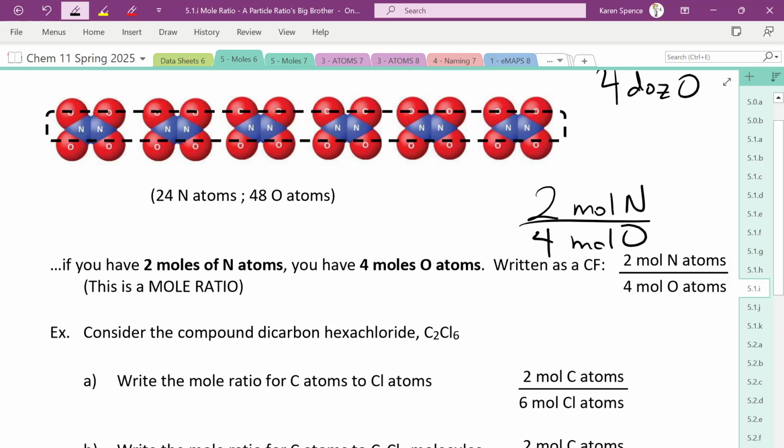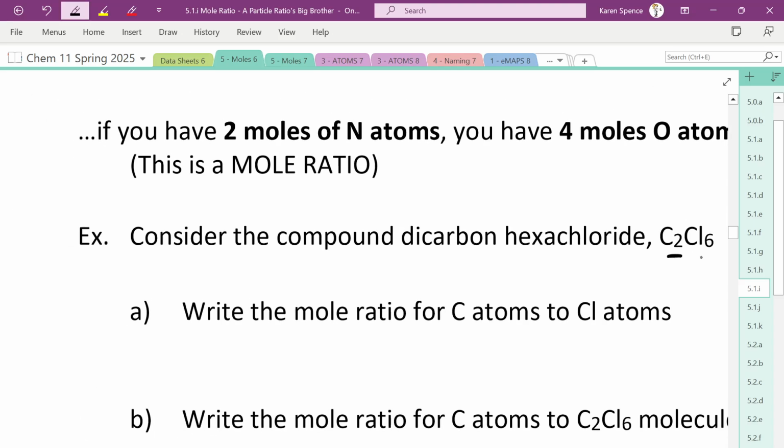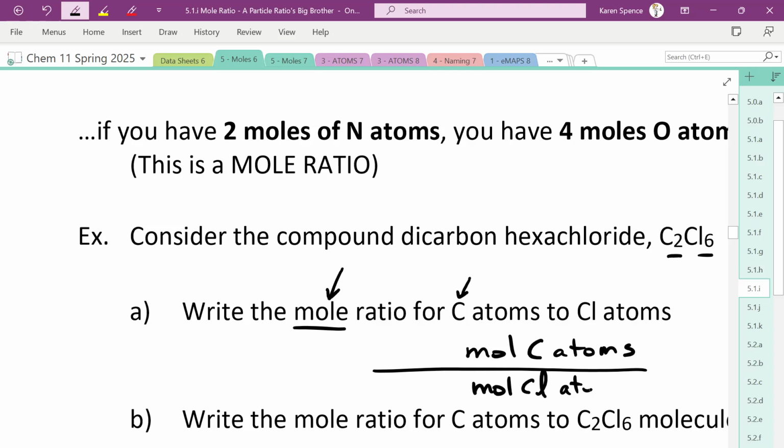Okay? So if we have to write this ratio for C2Cl6, we want to write the mole ratio for C atoms to Cl atoms. So that would be moles of C atoms to moles of Cl atoms. What number would go on the top? Our formula is C2Cl6. 2. And what goes on the bottom? 6. So it's exactly the same as the particle ratio, but we stick the word mole on the top and on the bottom. And it allows us to do a shortcut. So if I have moles of C atoms, I can go directly to moles of Cl atoms without having to take 3 steps to do it. Okay?